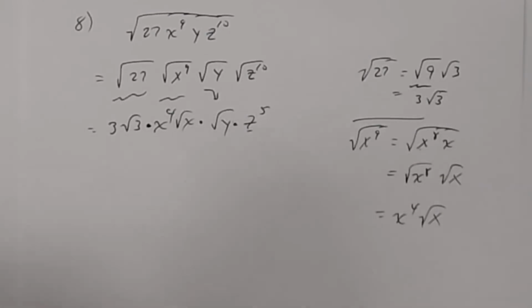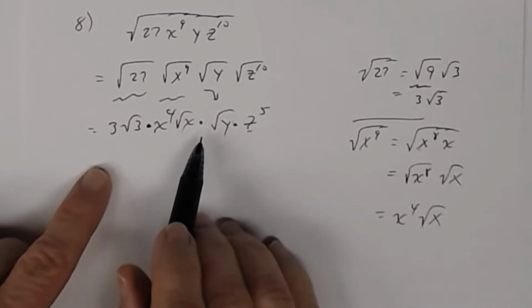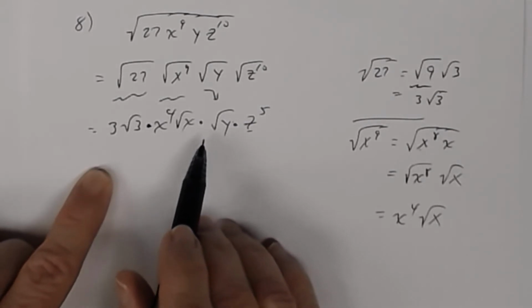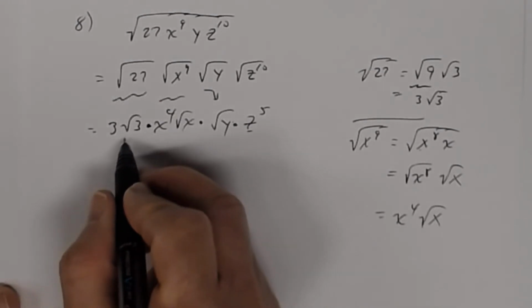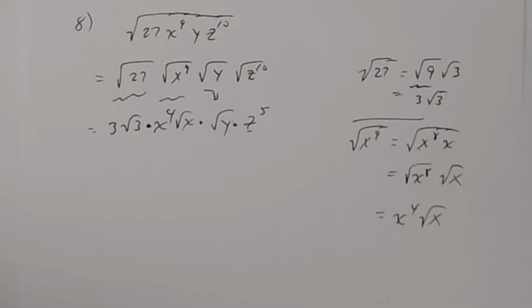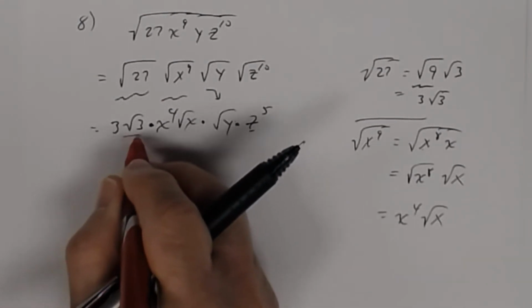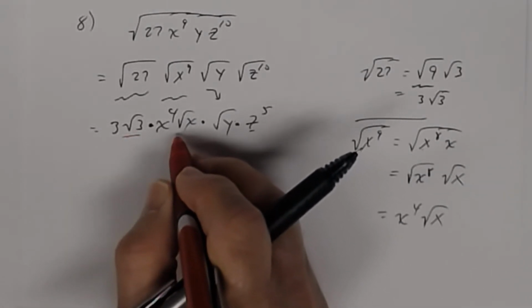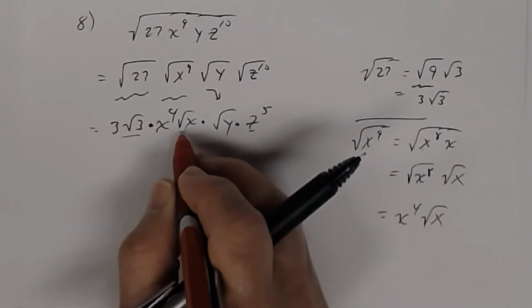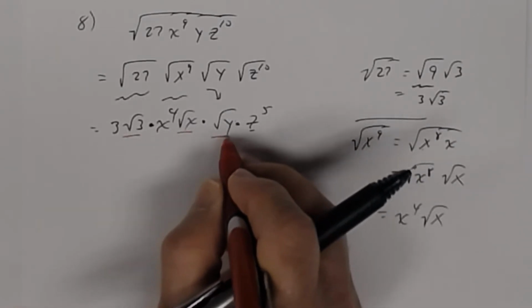Okay? All right, now, do you want to leave your answer like this? The answer is no. If you leave it like this, you're not going to get full credit, because you have to know that the square root of, I'm going to underline in red, the square root of 3. So you have to underline these square roots: the square root of 3 times the square root of x times the square root of y.